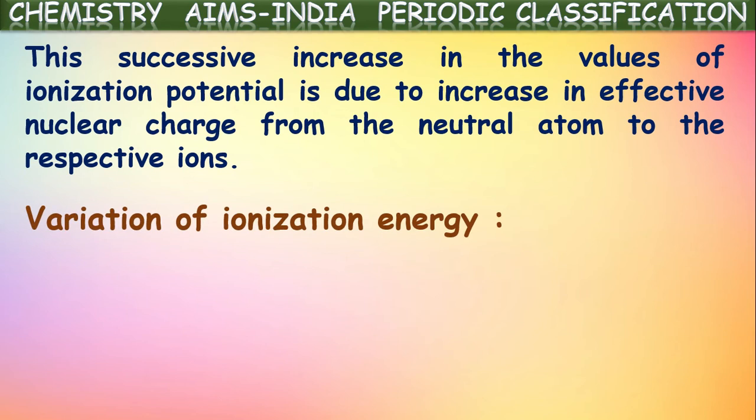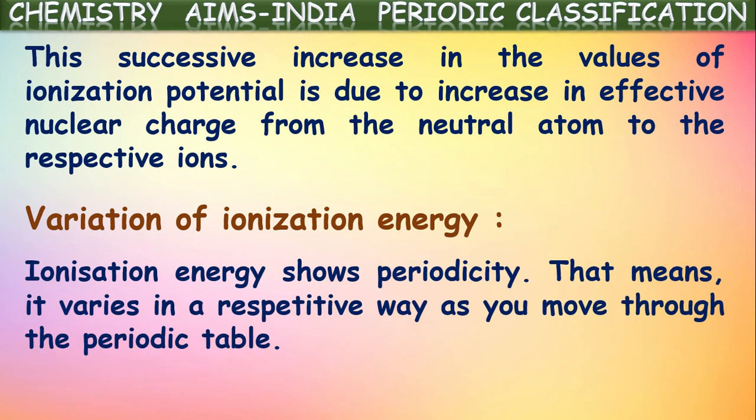Variation of ionization energy. So now we have seen what is meant by ionization energy. Now we are going to see how this ionization energy varies in the groups and periods of the modern periodic table. Ionization energy shows periodicity, meaning it changes from element to element and it will be repeated. That means it varies in a respective way as you move through the periodic table from left to right in a period or from top to bottom in a group.